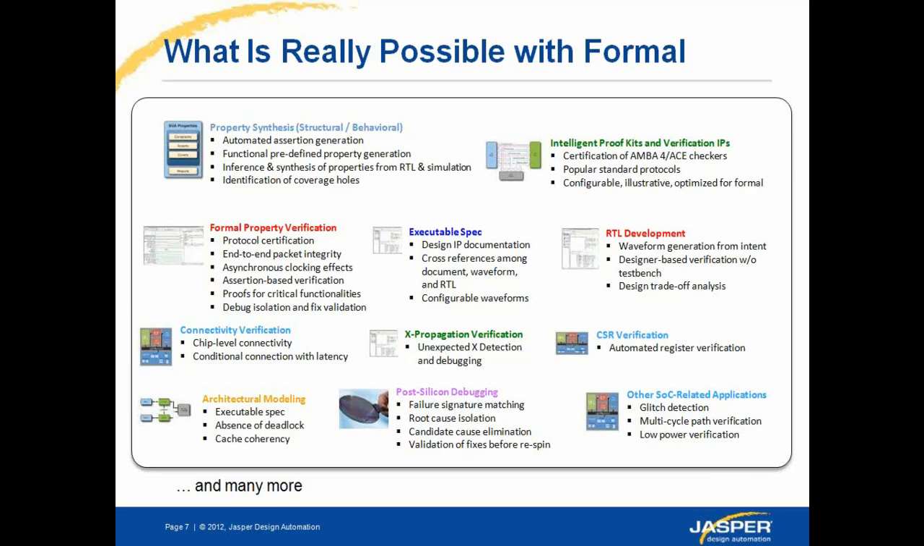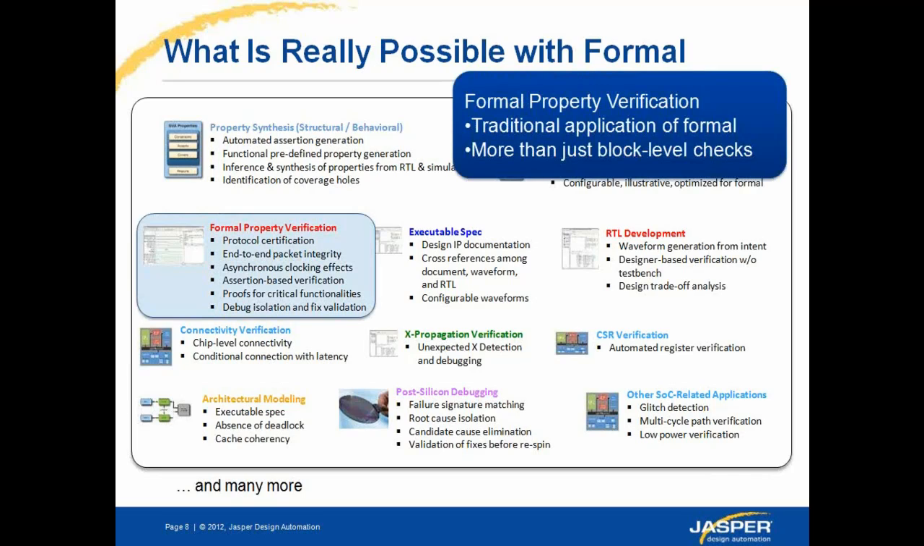coming next. The first one is the normal, let's say normal formal property verification, where you apply formal on target blocks where you know that your return on investment will be maximized as opposed to simulation, which means that probably there is a lot of control logic in that module, and simulation doesn't provide the necessary coverage for this.